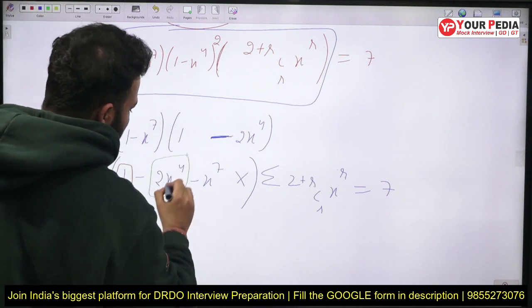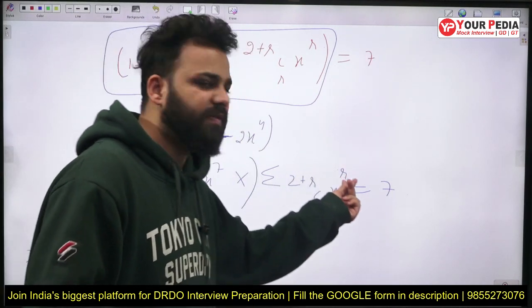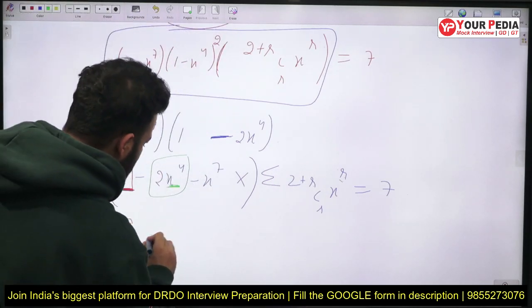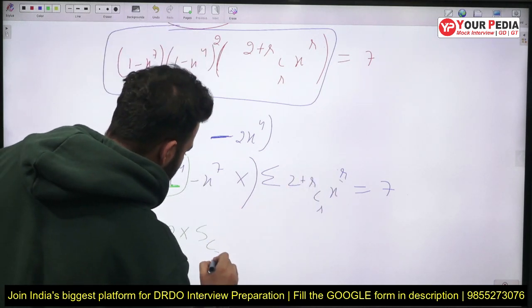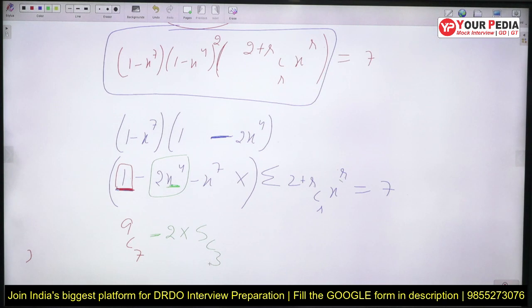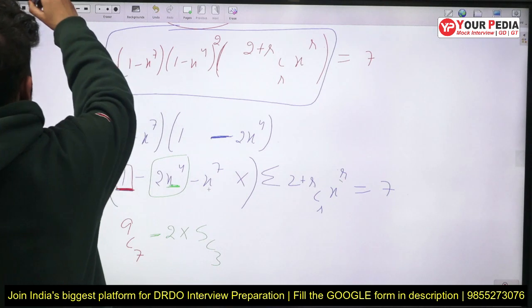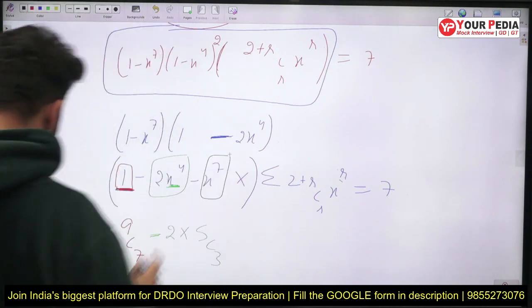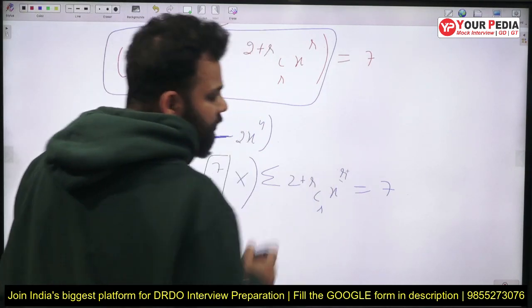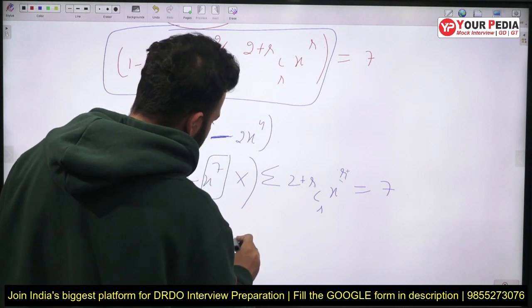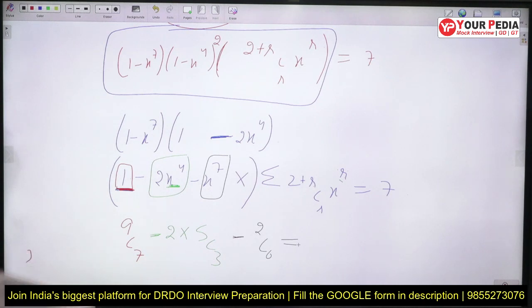For the second term, you have x raised to power 4 already here. Now you need x raised to power 3. So r value will be 3 for this case, and the coefficient will be minus 2. So 5C3. So minus 2 into 5C3 for this one, and for this one we will use black. So minus x raised to power 7. So x raised to power 7 is already there, so the value of r will be equal to 0 here. So when the value of r is 0, you will simply get minus 2C0. And if you solve this, you will get the answer as 15.